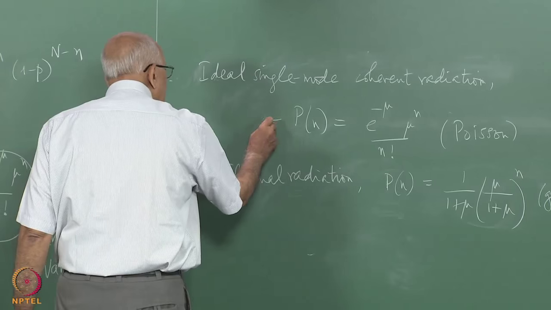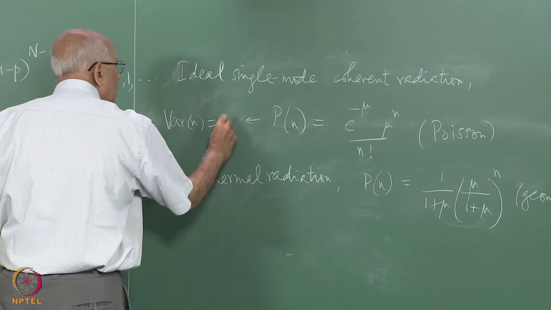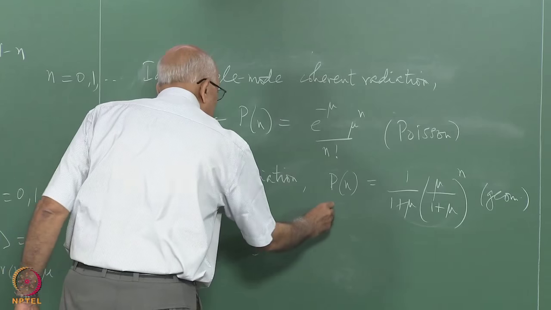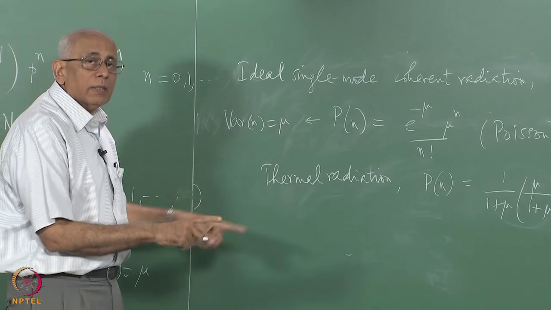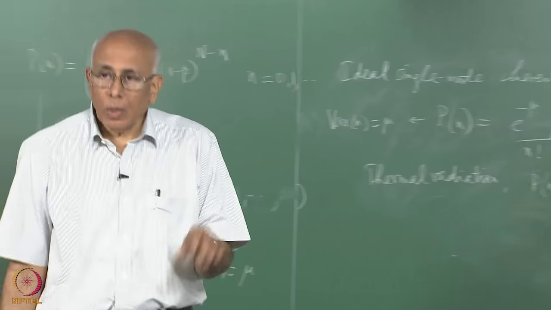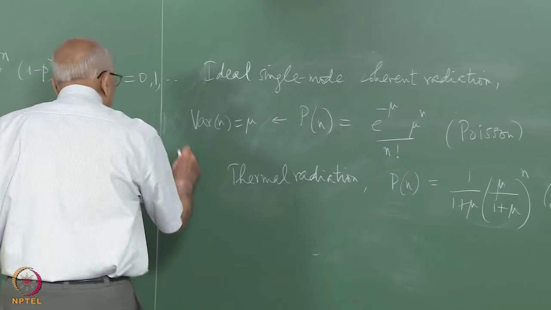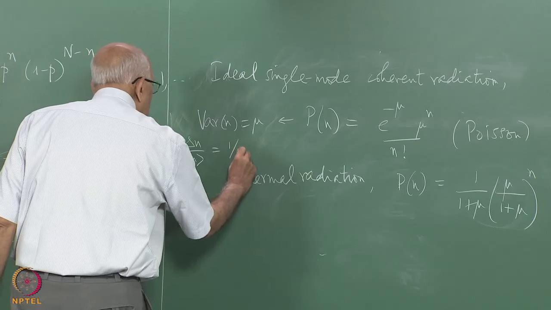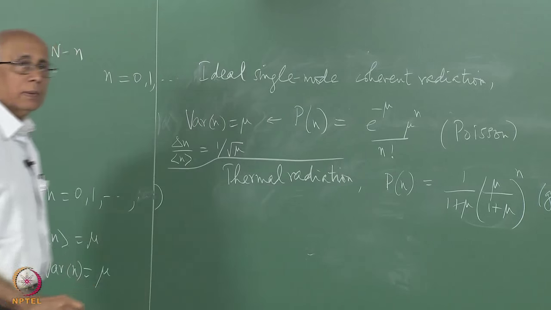The variance in the Poisson case is equal to mu itself. So this immediately implies the variance is mu, the standard deviation is square root of mu, and the standard deviation divided by the mean is 1 over square root of mu. Okay. And therefore, delta n over n equals 1 over square root of mu. That is in that case.